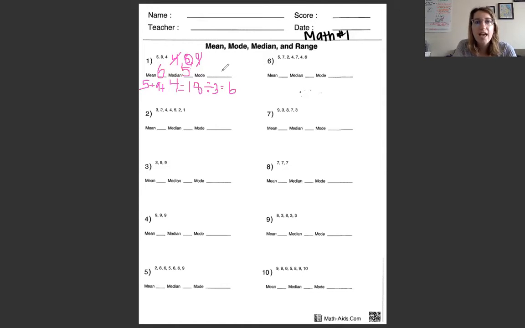All right. And what's interesting about this problem is there's one of each number. So our mode, the one that shows up the most, is actually going to be all three of them because they all three show up the most.